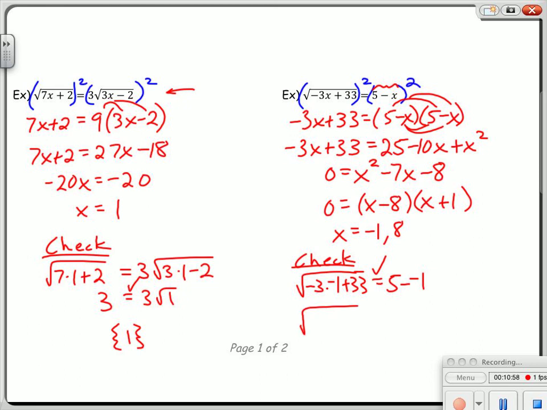For the next value of 8, we substitute in. We have the square root of -3 times 8 plus 33. Now, that is not going to equal 5 minus 8.